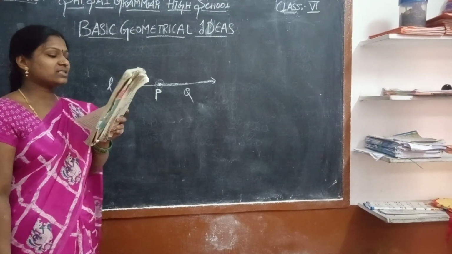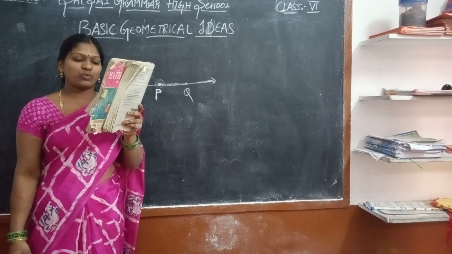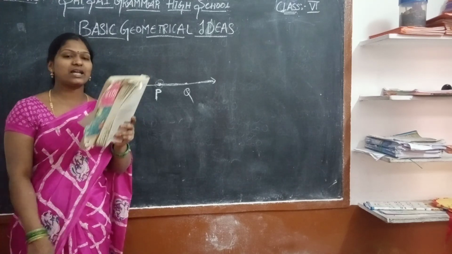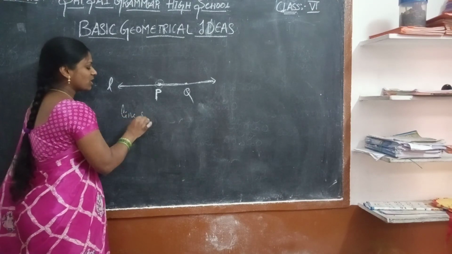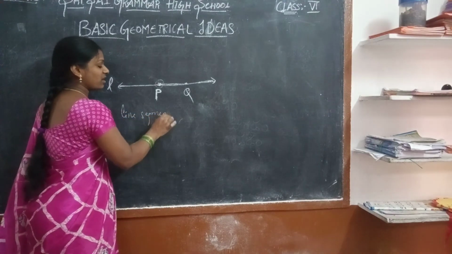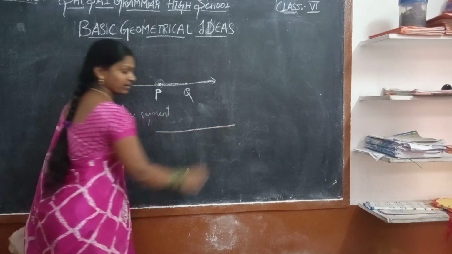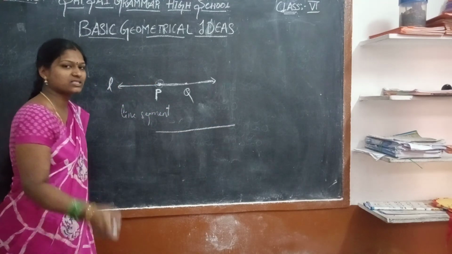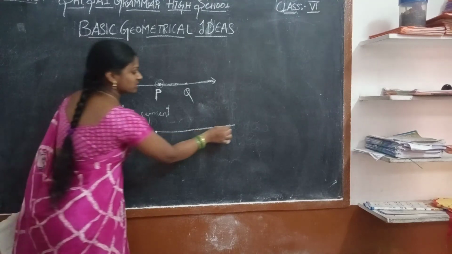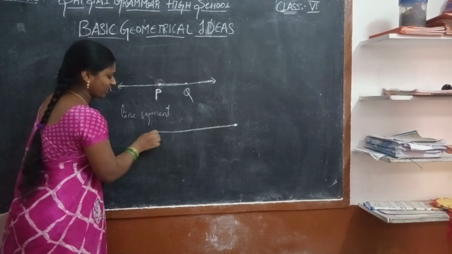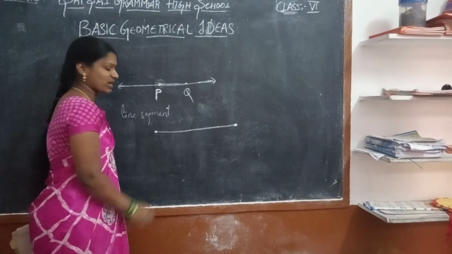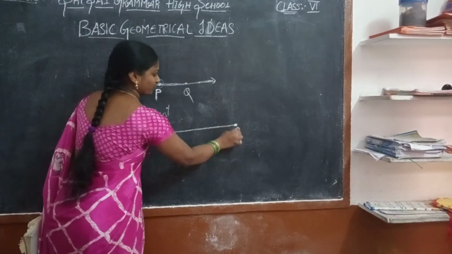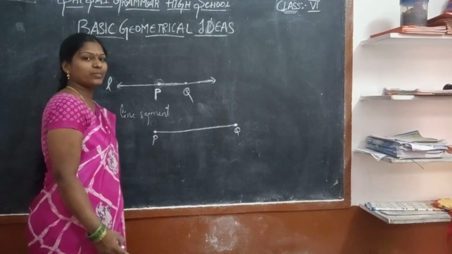A line segment is formed by joining two points. It has a fixed length. AB is a line segment. We know what a line segment is. A line segment is represented with points at both of its ends. For example, PQ. This is called a line segment.